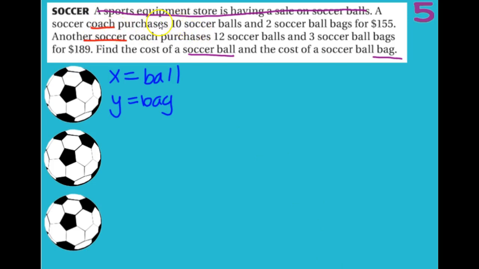The first coach purchases 10 soccer balls. We don't know how much they cost, but we know it's X, X amount of dollars. The balls cost this much and the bags cost whatever Y is. So the first one purchases 10 soccer balls, so 10 times X, the number of balls, plus the number of bags, which is 2 bags, which is the letter Y, for a total of $155.